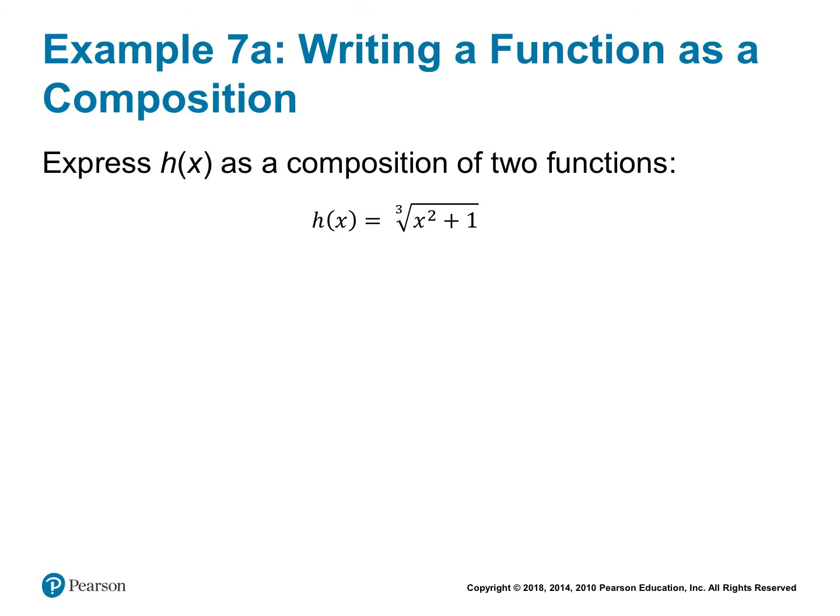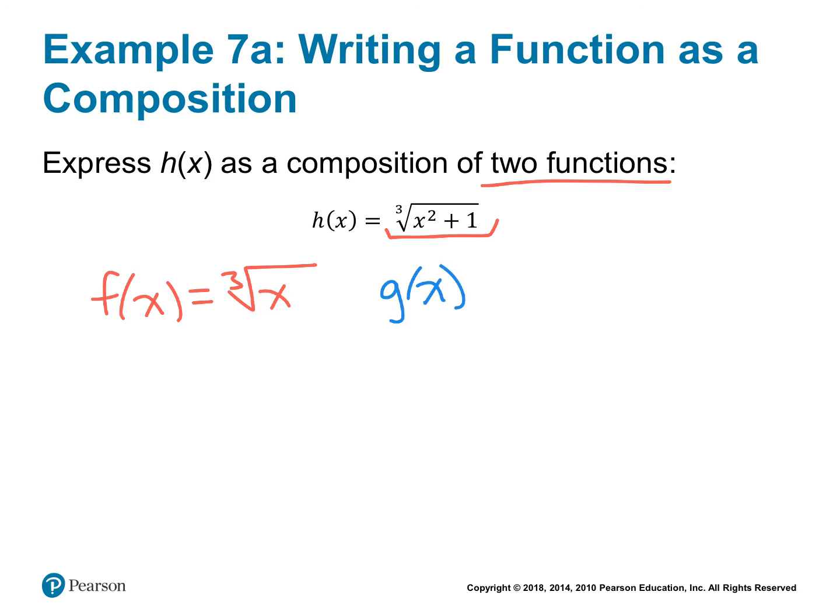Okay, example 7, we're going to write a function as a composition. So express h of x as a composition of two functions. So something got put together, two functions got put together to make this one. So we know what would those be. So we know there's a cube root involved. So let's make that f of x. There was a cube root. And then we also know that something got put under the cube root. We'll call that one g of x. It is the portion under the cube root.